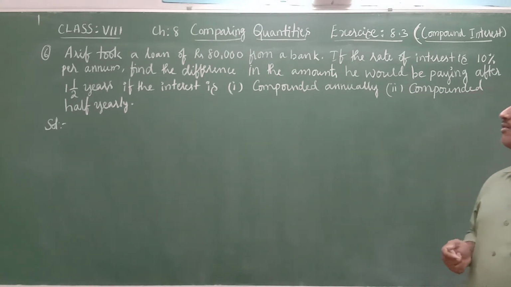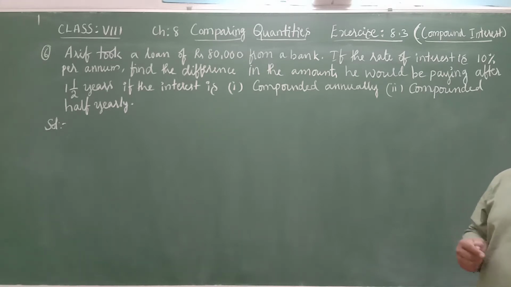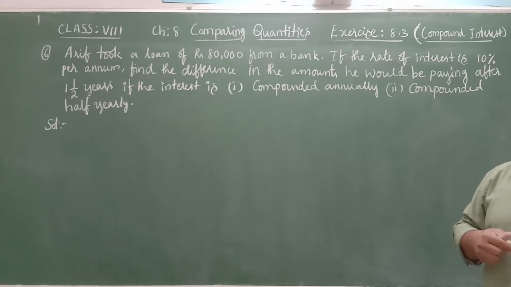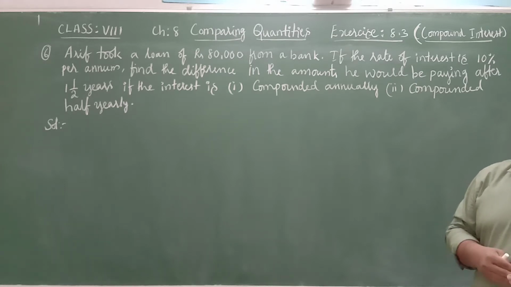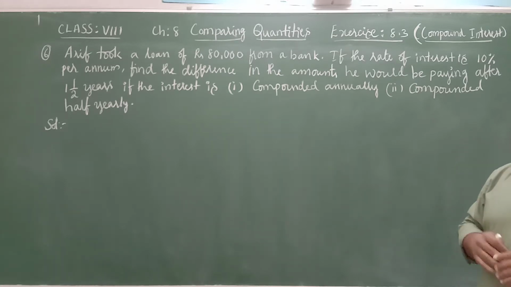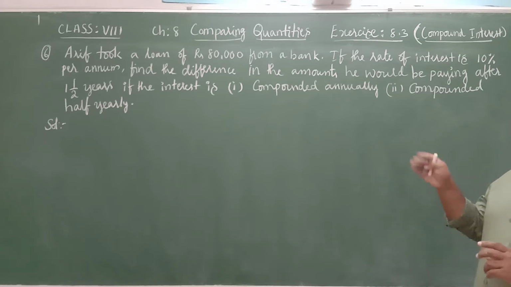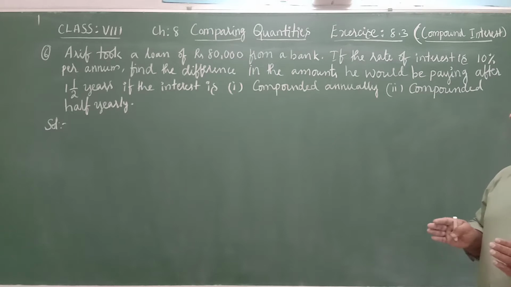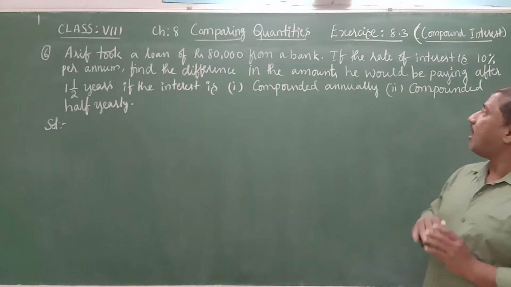Arif took a loan of rupees 80,000 from a bank. How much did he take as the loan? 80,000 rupees. If the rate of interest is 10% per annum, find the difference in the amounts. Find the difference in the amounts means how much amount he will pay after a certain period.